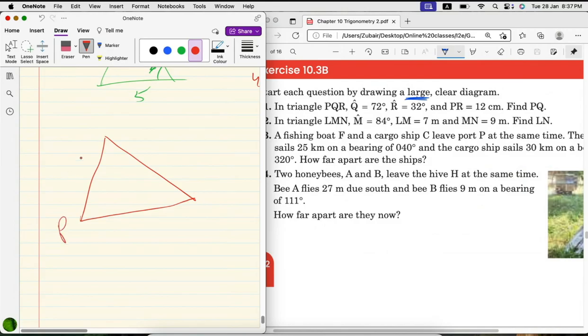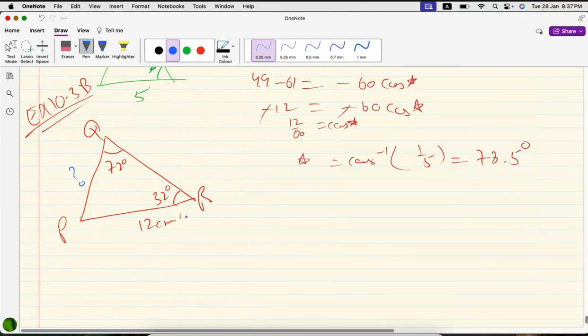Diagram not drawn to scale. This is PQR. It says Q is 72, R is 32, and PR is 12 centimeters. And we have to find PQ. This is the unknown side. If I just look at this, we can subtract 180 minus 72 minus 32, and I'm getting 76. So I do have all these angles.